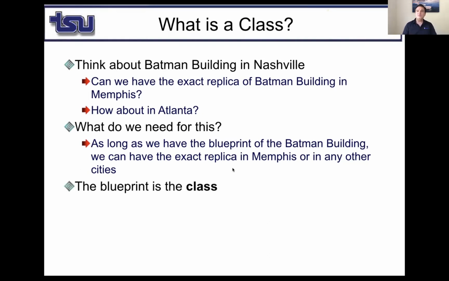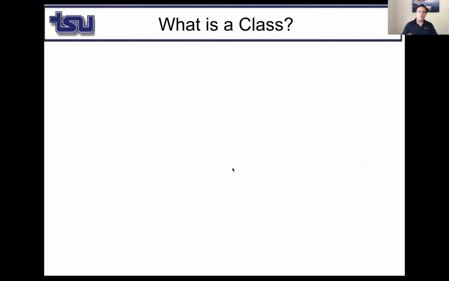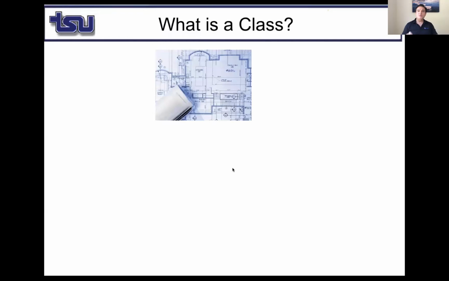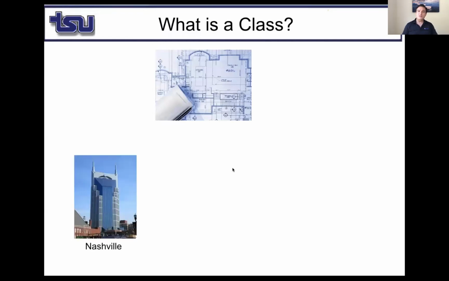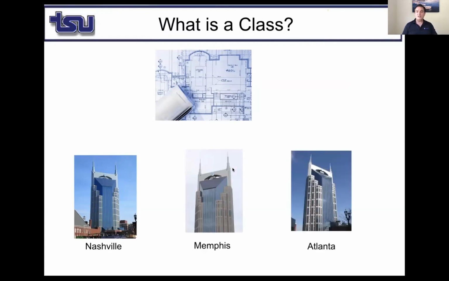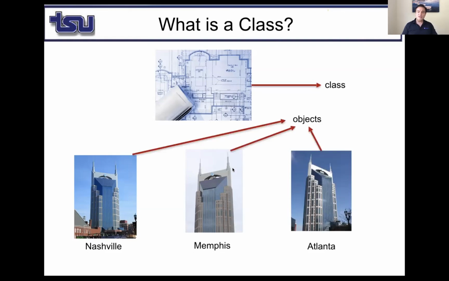The blueprint itself is simply a class, and each building that I build in multiple cities is an object, okay? So think about this. We have the blueprint, and then I construct one building in Nashville, exactly the same building in Memphis, and exactly the same building in Atlanta. So the blueprint is the class, and each building is an object. Using the same blueprint, you can create as many objects as you want, okay? So never confuse class and objects. They are not the same thing. A class is the blueprint or recipe that we use to create objects.